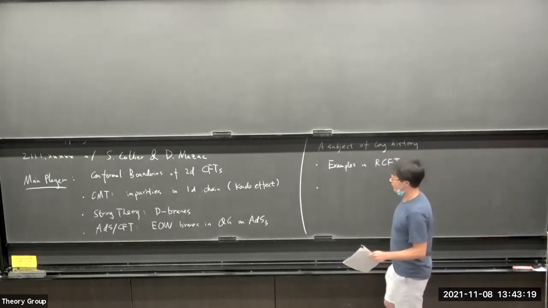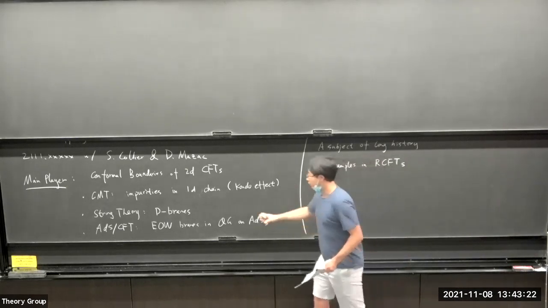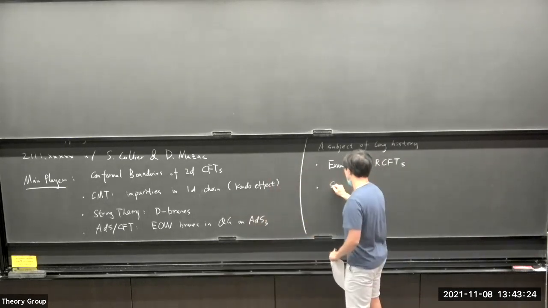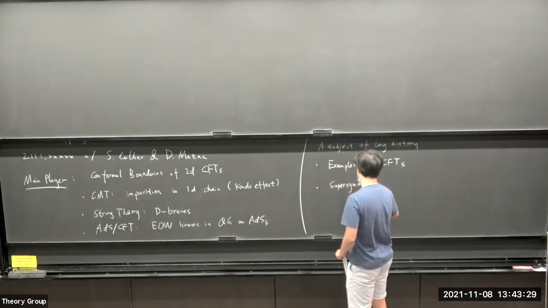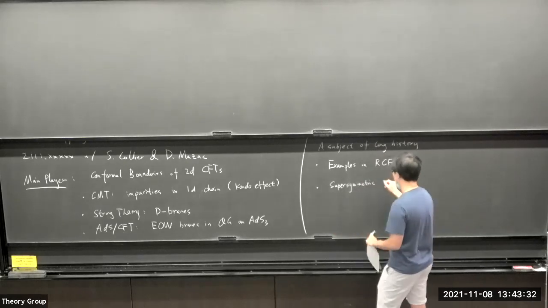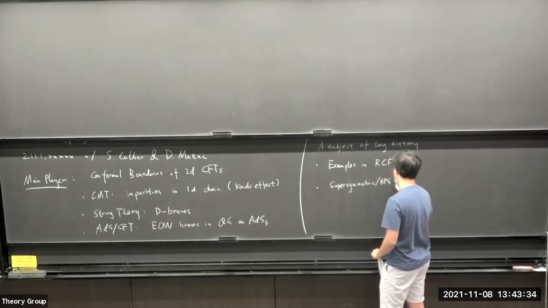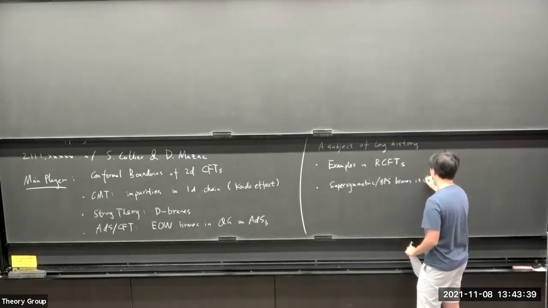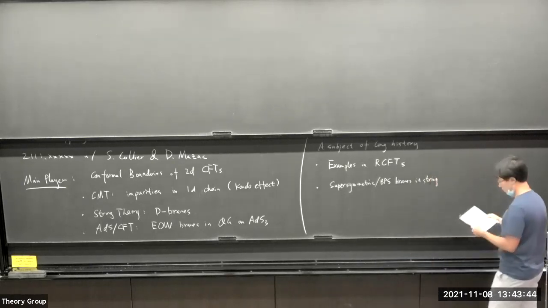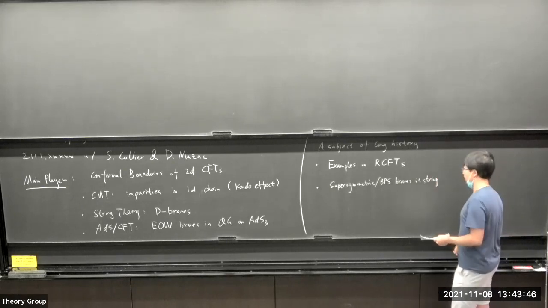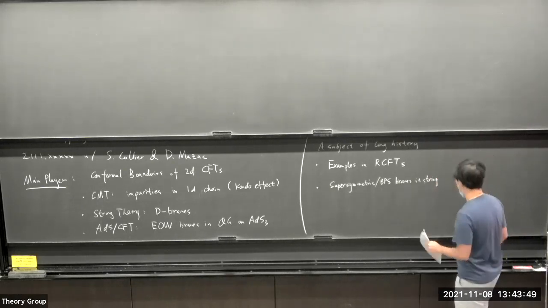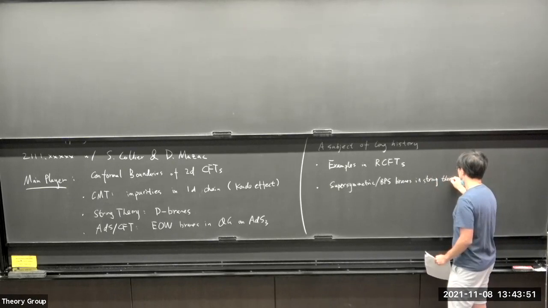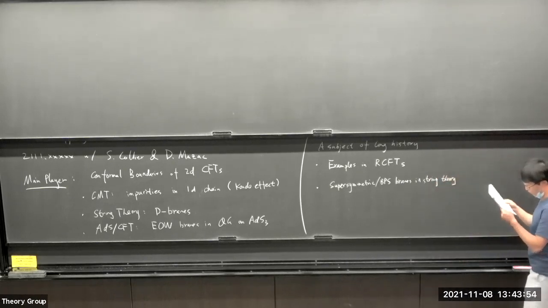Another large set of examples of these conformal boundaries corresponds to supersymmetric, or equivalently BPS, branes in superstring theory: the D-odd branes in type IIA string theory and the D-even branes in type IIB string theory. Those are familiar examples of these boundary states from the worldsheet perspective.